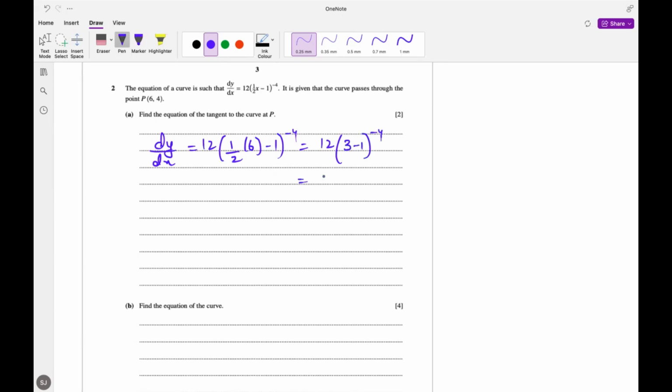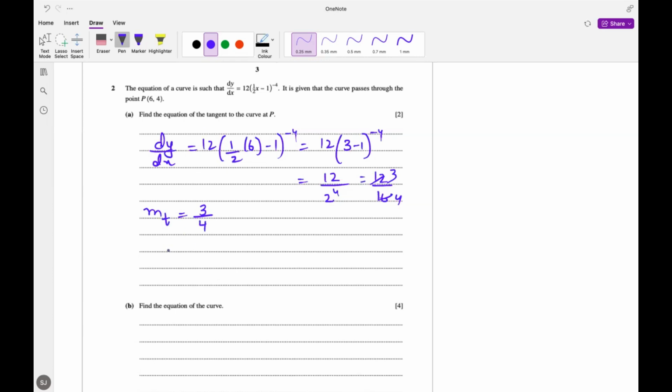We can simplify to write it as 12 upon 2 to the power plus 4. So the gradient will be 12 upon 2 to the power 4, which is 16. Simplifying this will become 3/4. So the gradient of the tangent will be equal to 3/4.